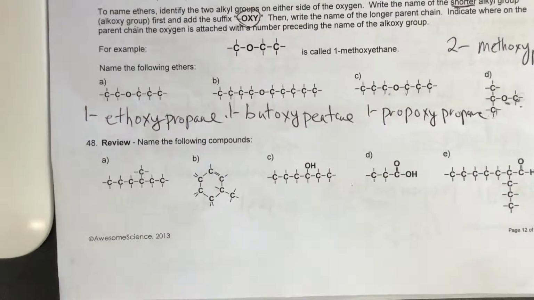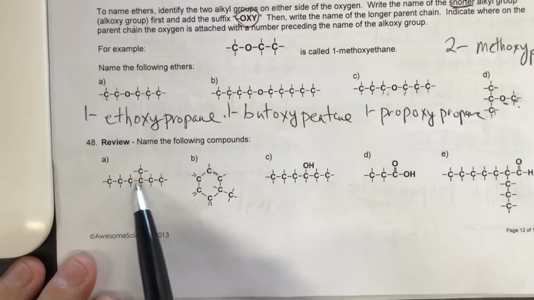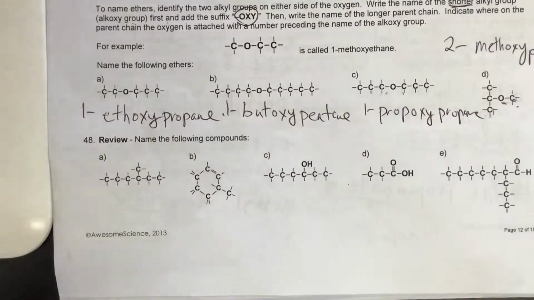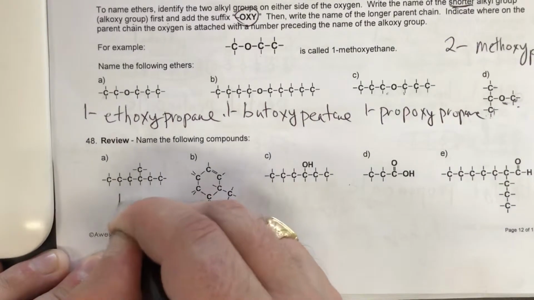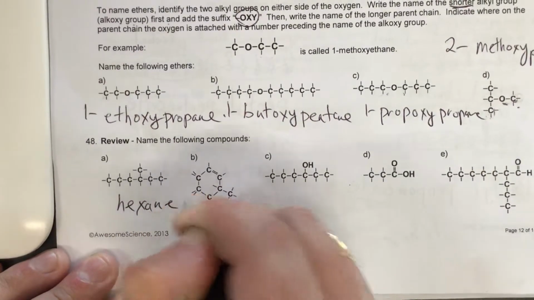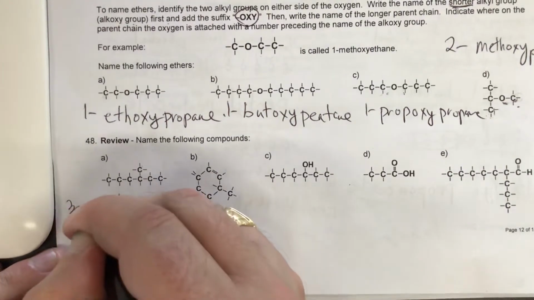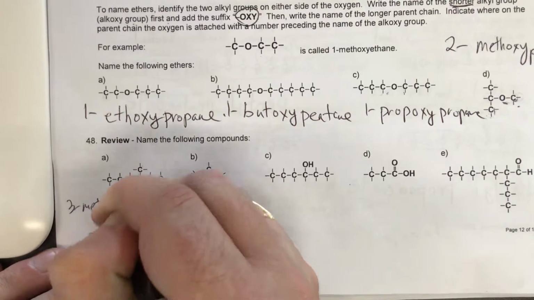A bit of review, and then I think I'll stop for that. That's enough for today. A bit of review at the bottom. So let's see, 1, 2, 3, 4, 5, 6. This one, simple alkane, you should be able to do this one in your sleep, hopefully at this point. So 6, hex, hexane. 1, 2, 3. 3-methylhexane.